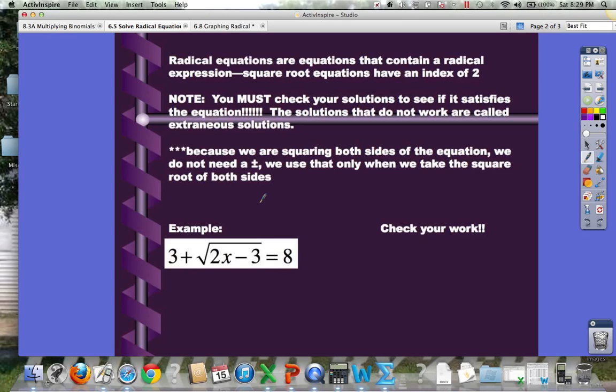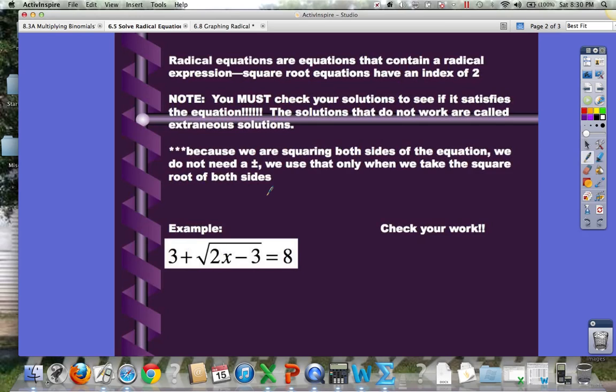All right, radical equations are equations that contain a radical expression. If it's a square root equation, it'll have an index of 2. Otherwise, it's just a plain old ordinary radical equation. You must check your solutions to see if they satisfy the equation, because if the solutions do not work, they're called extraneous solutions. Because we are squaring both sides of the equation when we're working these out, you do not need a plus minus symbol. We use that only when we take the square root of both sides. So there's a difference. What we're going to be doing today is squaring. So you don't have to have that plus minus in if we are squaring.